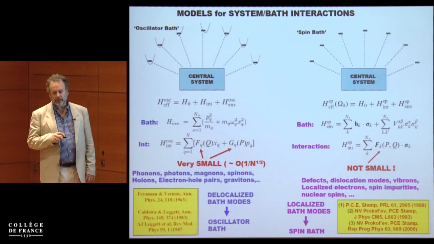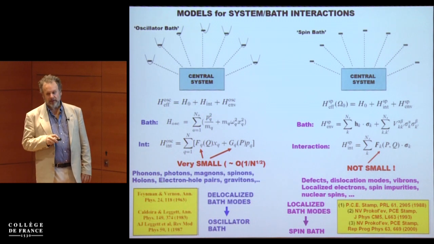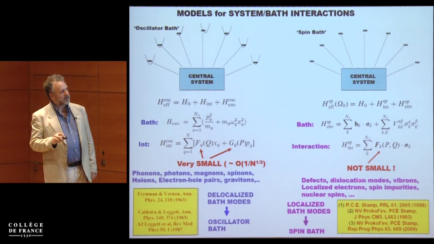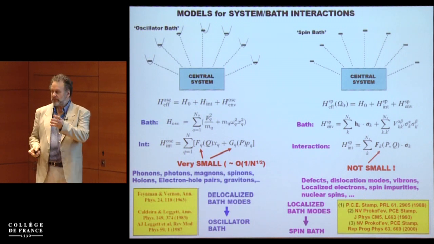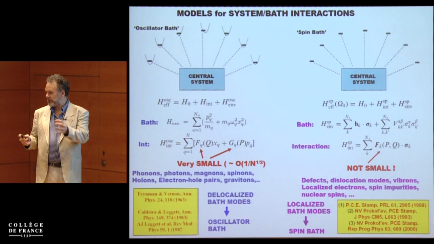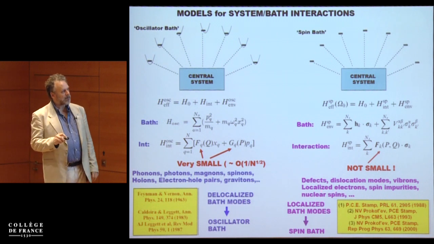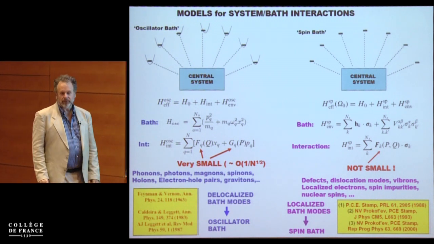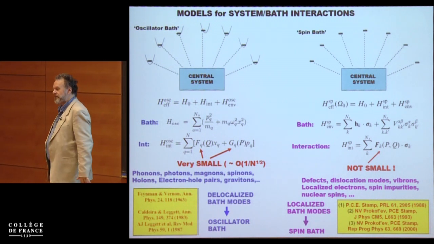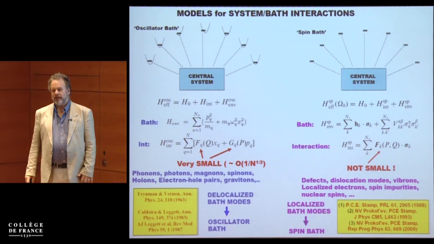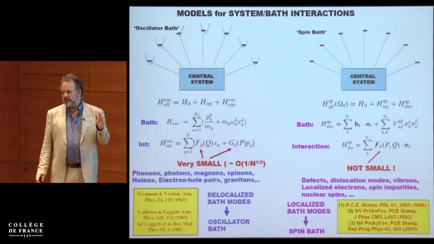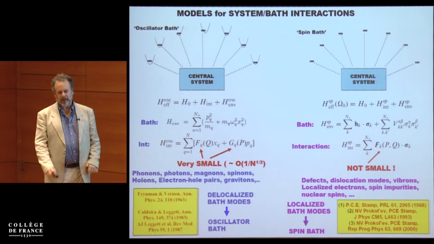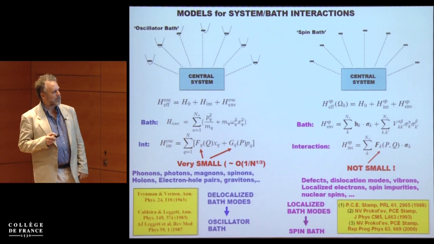In any real solid, you have lots of modes that are not delocalized. They're actually localized in space. Defects, dislocations. Vibrons are actually sort of like Einstein phonons, localized in space. Localized electrons, spin impurities, nuclear spins, and so on. If you take the purest crystal of copper, you'll find that the concentration of defects and dislocations in it is still roughly 10 to the minus 5, the best prepared samples that one has. So these are always there.